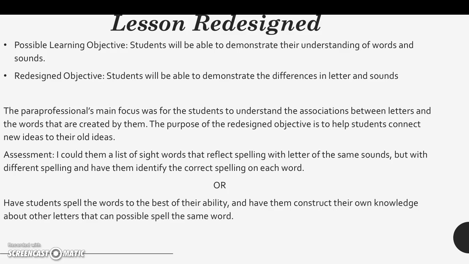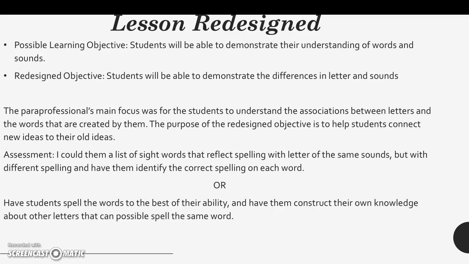The paraprofessional's main focus was for students to understand the associations between letters and words so that they can have a foundation and a basis of how to create them. The purpose of the redesigned objective is to help students connect their new idea to their old idea. So not only do we have a foundation of the sounds of letters and how we create words with them, but are there other letters that help create words with the same sound?